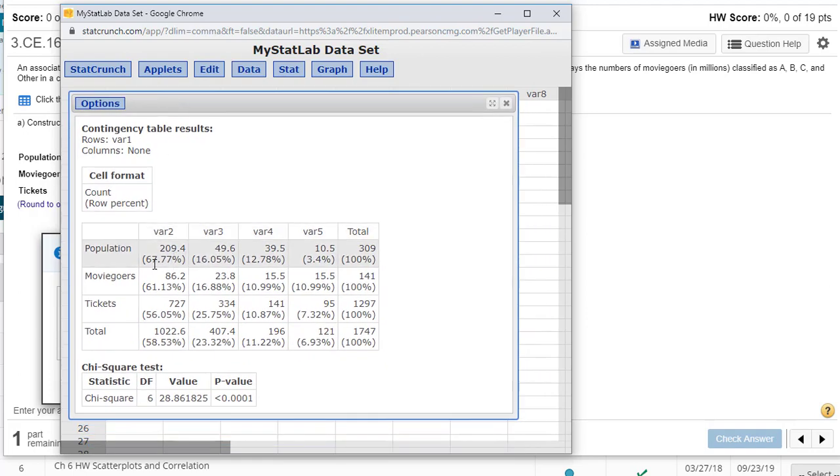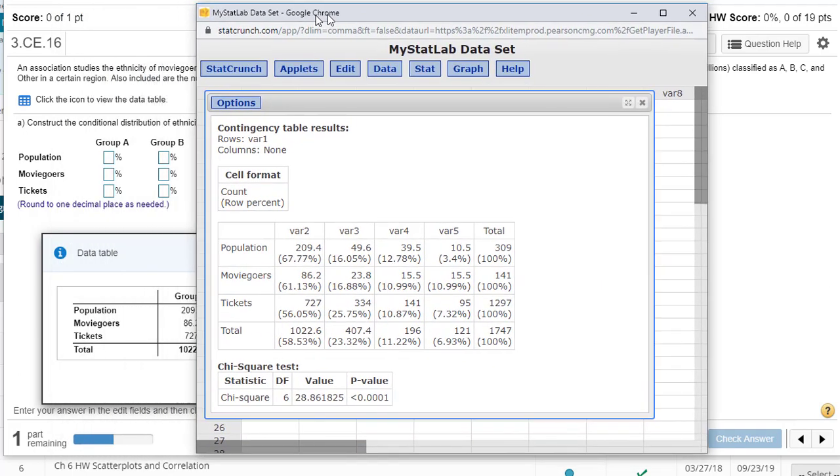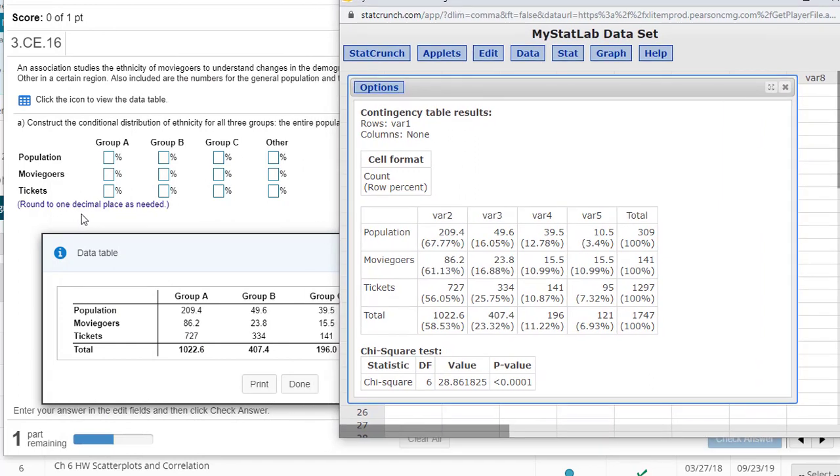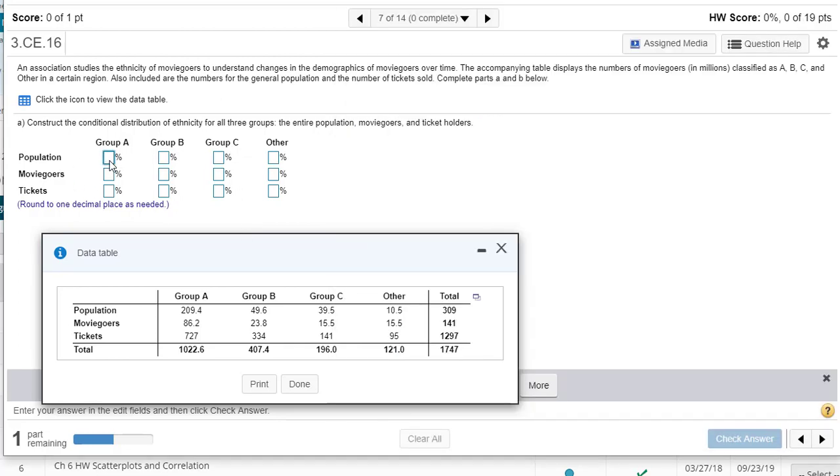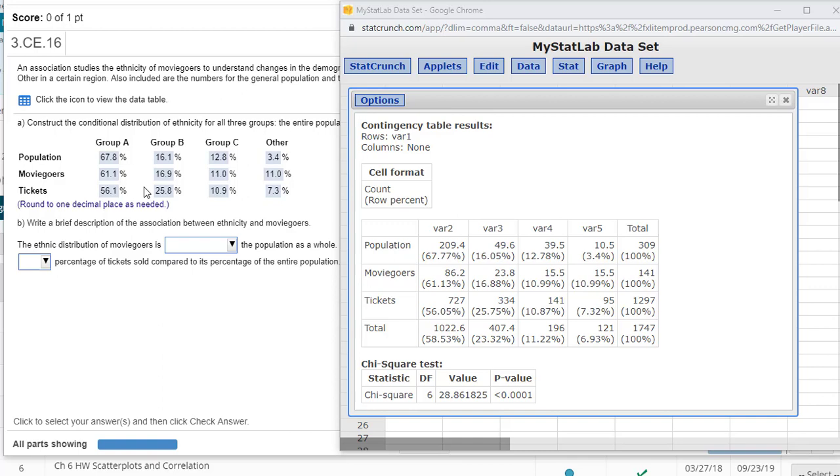So 67, and let's look at our round to one decimal place. So it's going to be 67.8, 16.1, 12.8, and so on. Okay, so I went and put those in. So you can see these all line up.